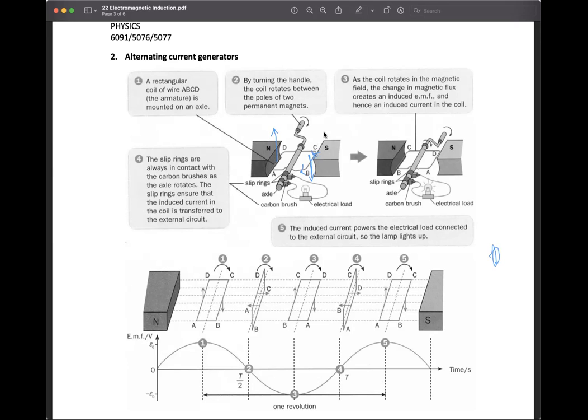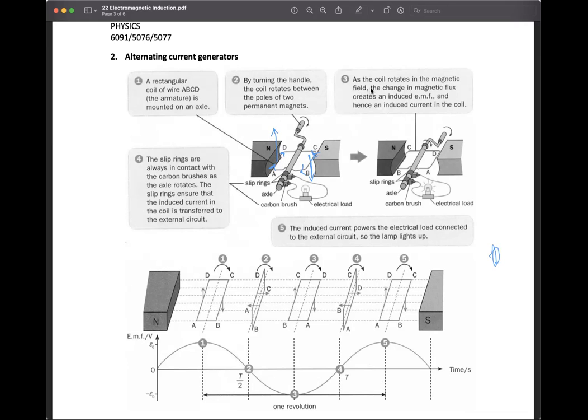AD, same thing. If at AD the force is going up, take out your right hand, your thumb pointing up, your index finger moving from left to right, and your middle finger pointing from A to D. Is that clear? So the current will be moving in this direction, from C to B as well as A to D. That's how the current will move on the right side, and on the left side it is like this.